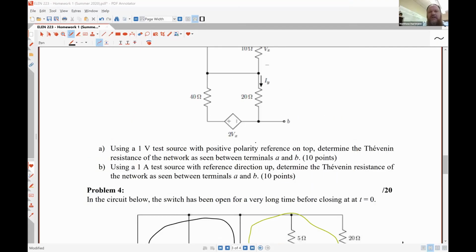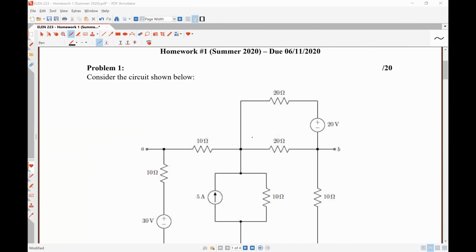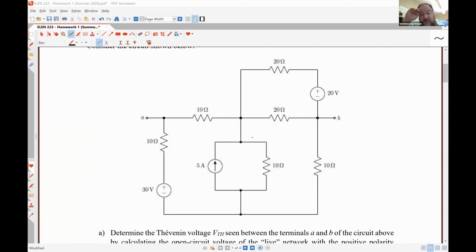So for problem 1, you said. Problem 1 part C. All right, determine. All right, so we're determining the equivalent resistance seen there. All right, so we're looking at a dead network, which means this voltage source here should be a short circuit. This voltage source is short, and then this 5 amp source should be an open circuit, right? Okay. So this 20 and this 20 are going to form a 10 ohm resistor.